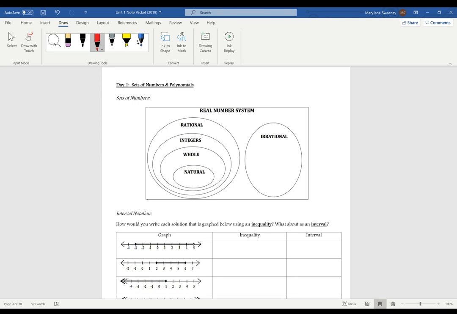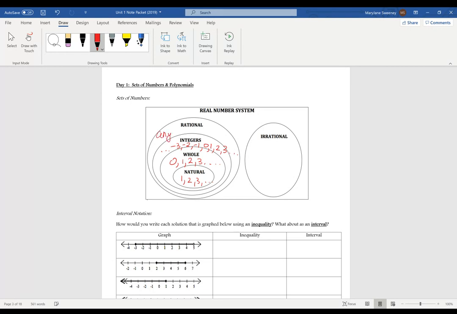Okay, our natural numbers, 1, 2, 3, and so on. Our whole numbers bring 0 in. Our integers bring in the negative whole type of numbers.